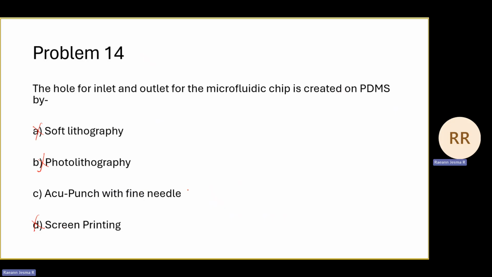Acupunch with fine needle. So if you want to make a hole, we need to pierce the chip using something sharp like a needle. And since it is PDMS, we can use some needle to make holes. Right? So acupunch with fine needle is the correct answer. PDMS is an elastomer, so it is easy to use a needle to make this kind of outlet and inlet.